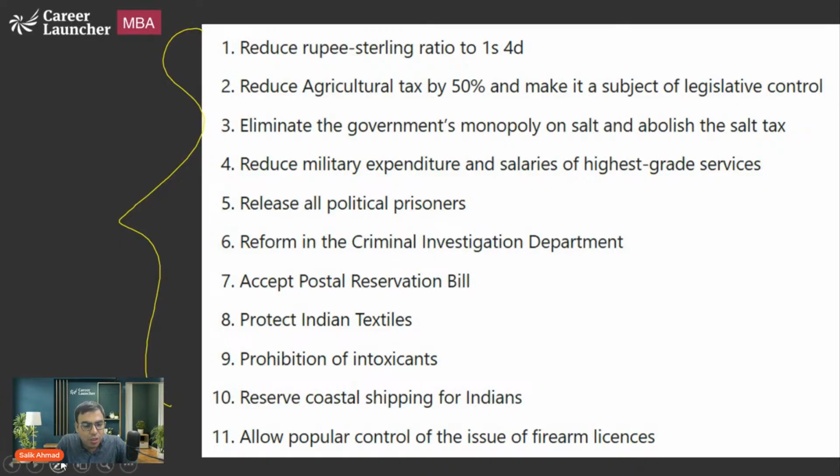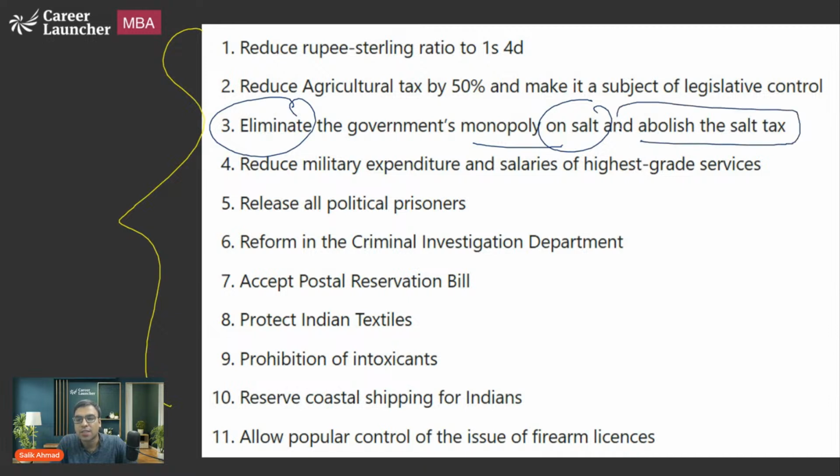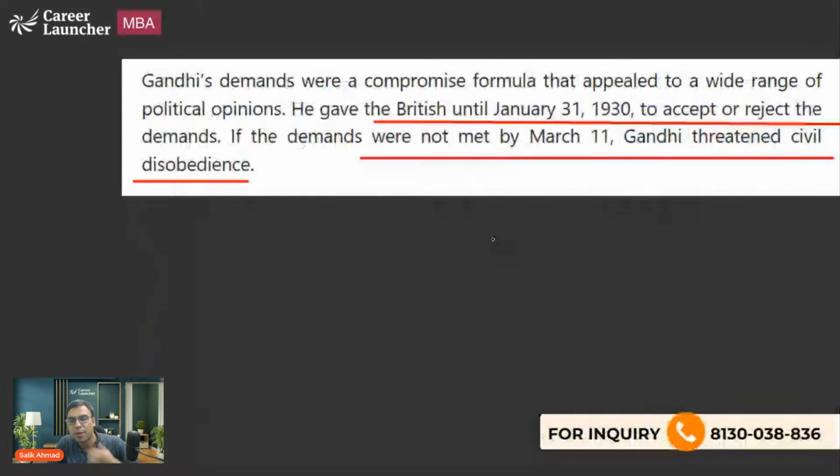Now, out of these, the most important, the most prominent one is this: eliminate the government's monopoly on salt and abolish the salt tax. Gandhiji believed that salt is taken by everyone, irrespective of rich and poor, and you are imposing tax on that. He believed that if he made this an issue, he would get support from all people of all communities, rich and poor. But the Viceroy, Lord Irwin, did not listen to the demand, and that's why Gandhiji started his movement.